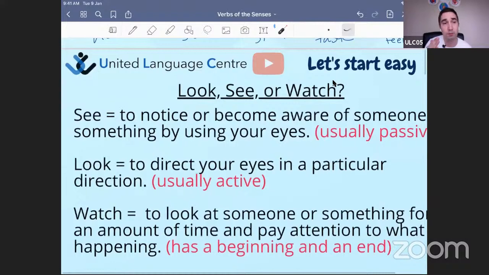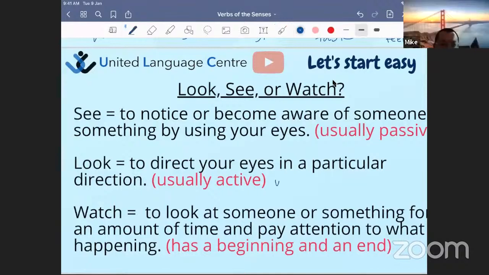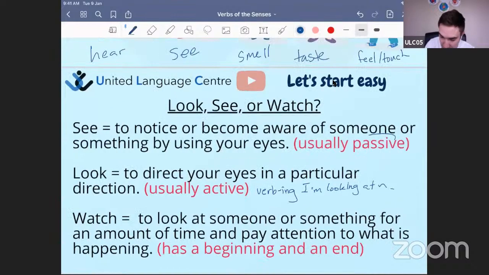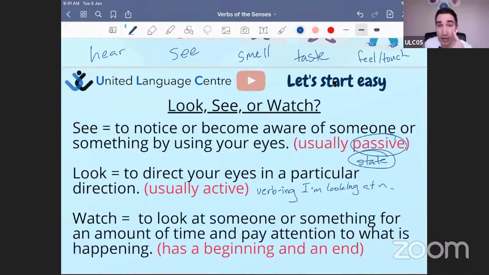It's probably one of the most common questions I get from students, right? Teacher, I see you, right? No, I'm looking at you. So often, look will be with verb ing. I'm looking at you. I'm looking at something. But we couldn't say I'm seeing the TV, right? No, because see, if we're talking about passive or state, like a state verb, see is usually a state verb when we talk about our eyes.